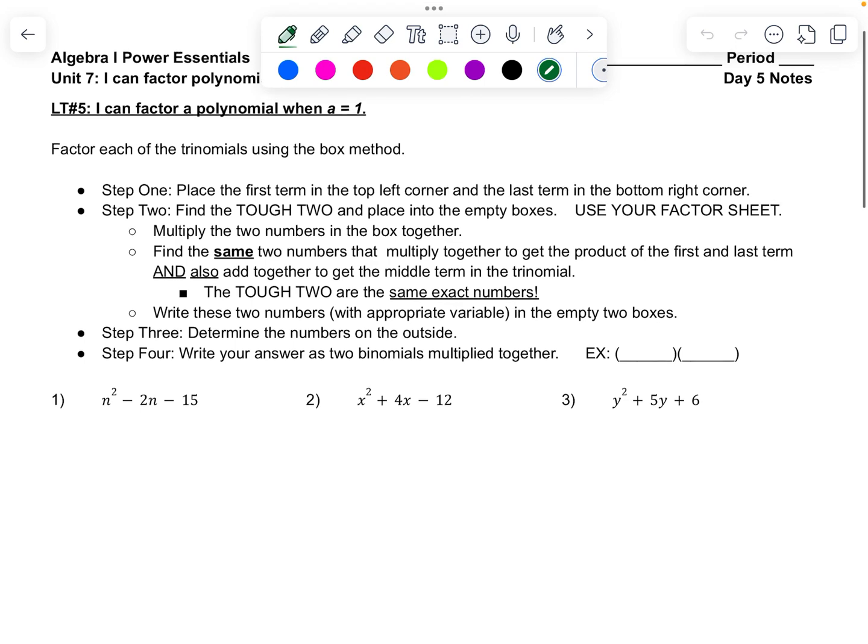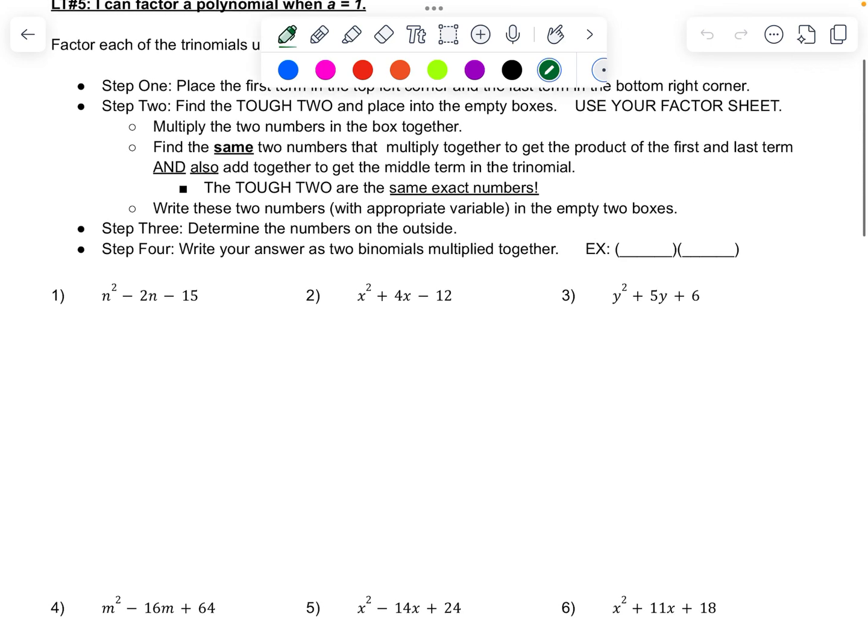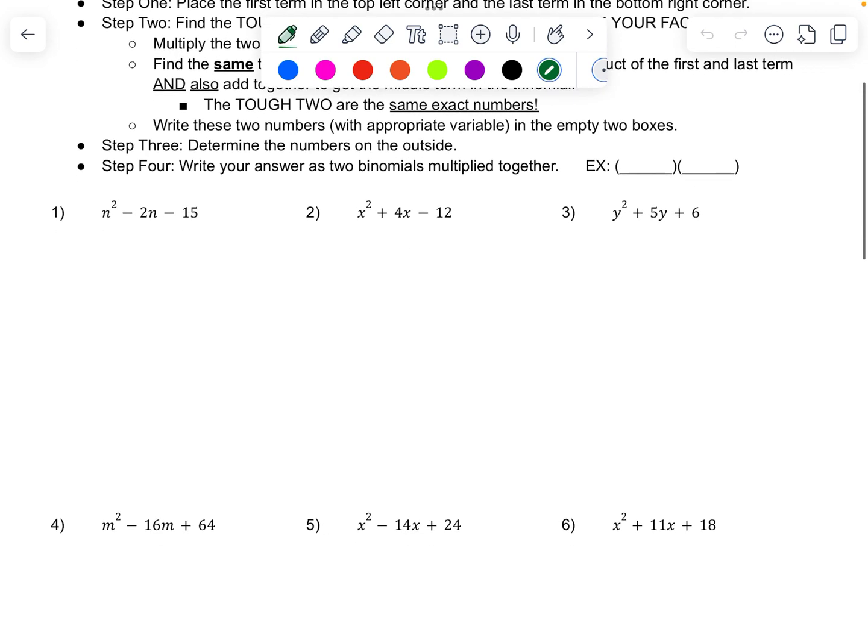All right, so for our notes today, we've got a little bit newer lesson. So we're just going to do these examples together. Just make sure you're writing these down along as I'm going through it. And if we need to pause the video, definitely feel free to take the time to do so.